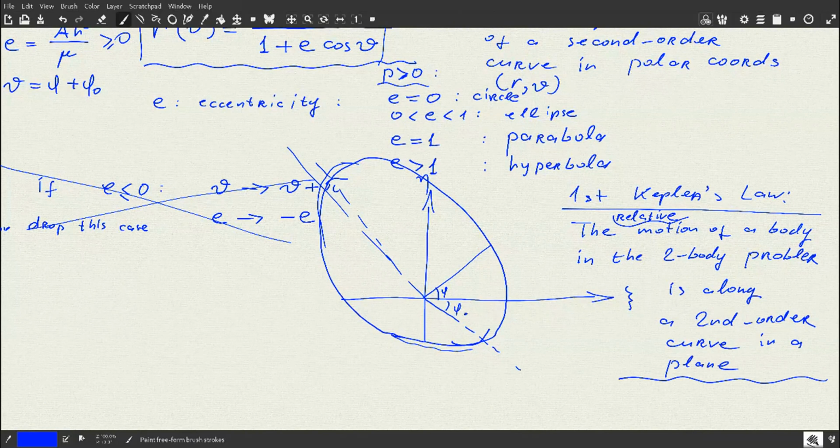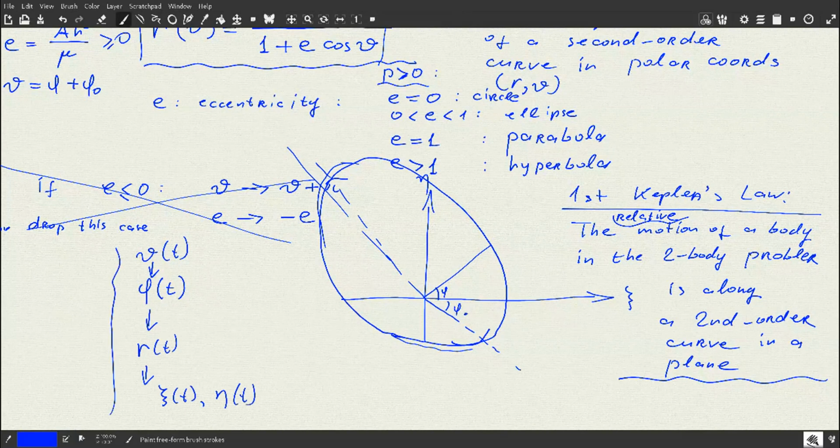As you see, we still don't know how this motion occurs in time. We only obtain the shape of the orbit. We still do not have a solution for phi of t or v of t. If we have v of t, then phi of t, then from that we would have r of t, and from that we would have psi of t, eta of t. In the next lecture, all those relationships will be established. But for the moment we are done.